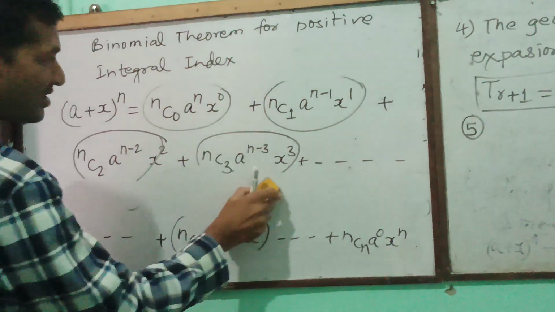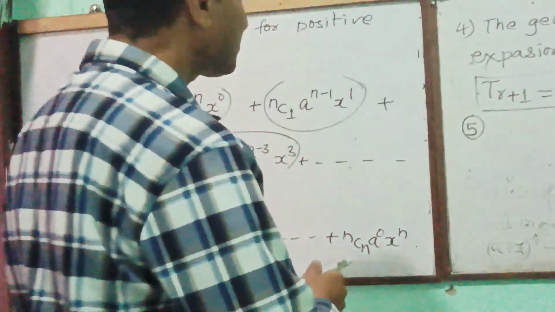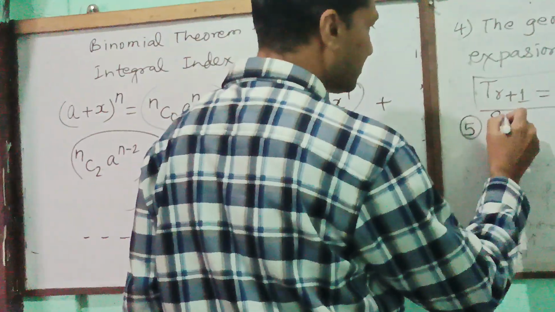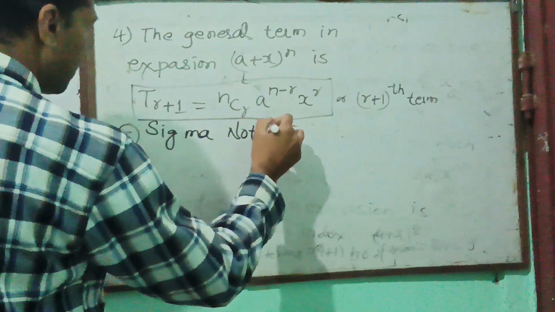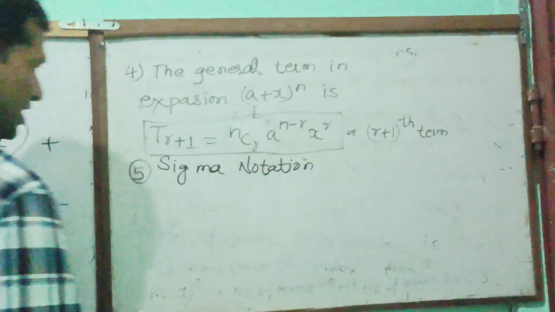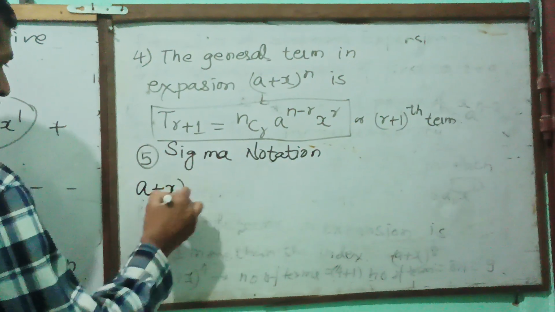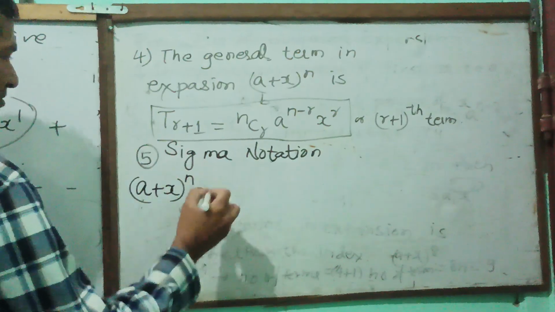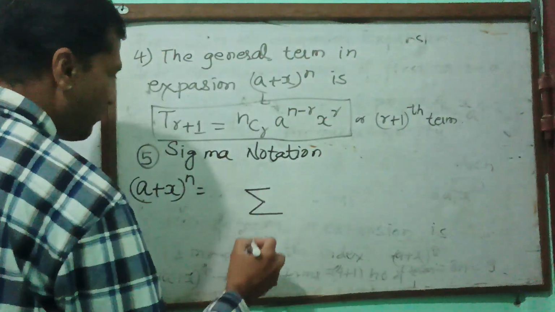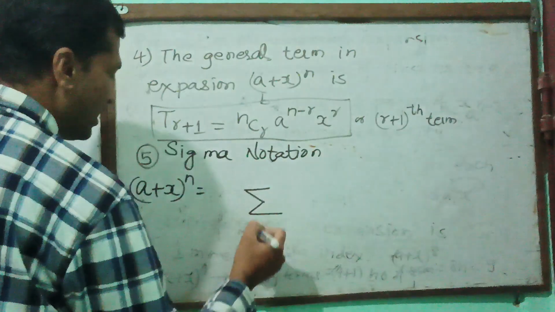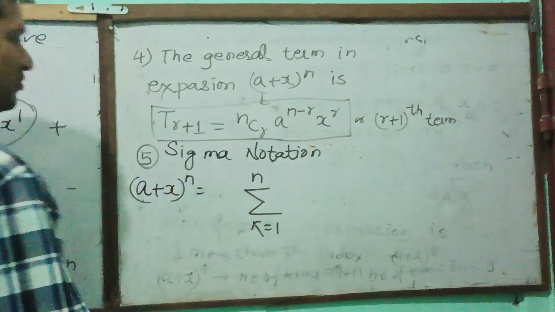So we are going to write this in sigma notation. What we have done over here, (a + x)^n, can be written as... This sign is known as summation, sigma. Sigma, k runs from 1 to n.